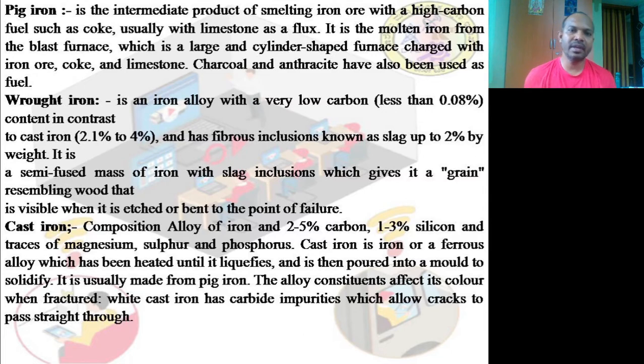It is a molten iron from the blast furnace. A furnace is a place where ore is melted at a very high temperature so that we can extract the metal present in it. Okay. Then it is a large, cylindrical shaped furnace charged with iron ore, coke and limestone.